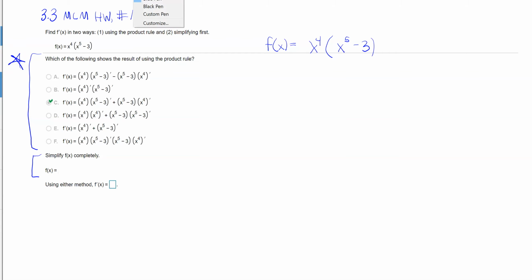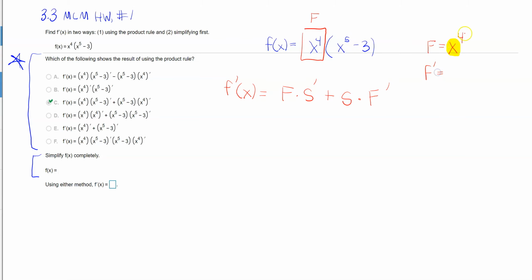Okay, so the product rule says we find the derivative of a product by doing first times derivative of the second plus second times derivative of the first. And in this function, our first function is x to the 4th, and the base is plain old x. So you can do chain rule, but you don't really need to, because when I apply my power rule with the chain rule, let's see what happens.